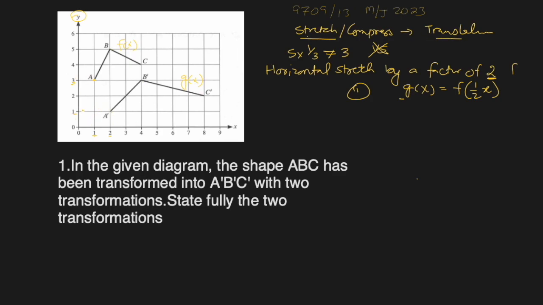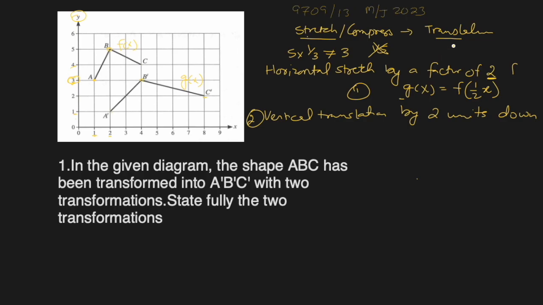Let's say vertical translation. The y coordinate was 3, it became 1, so down 2, right? Here 5 was the original y coordinate, it became 3, down 2 again. And C is at 4 and now it became 2, which is down 2 again. So confirmed, there is a vertical translation by 2 units down. So these are the two transformations.